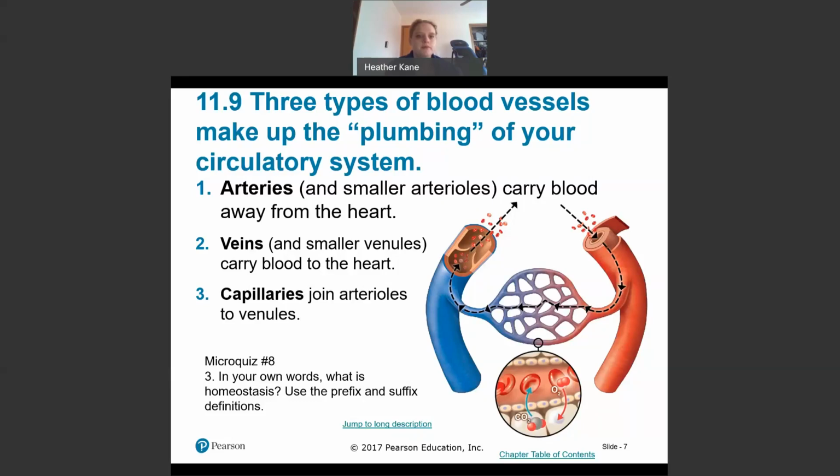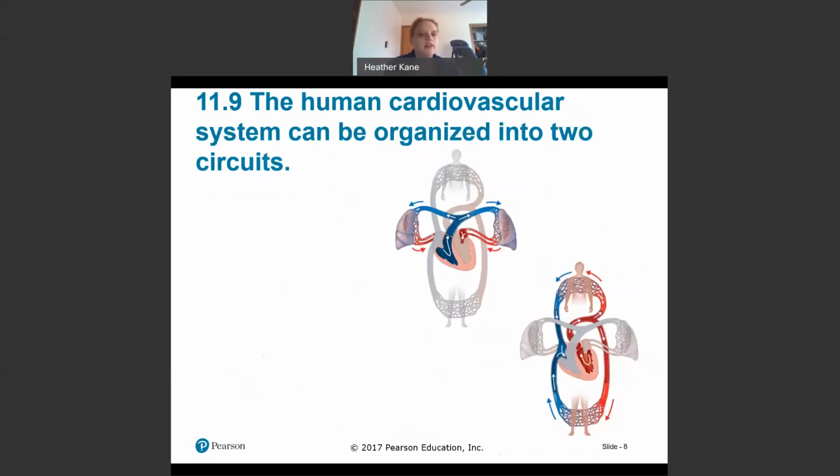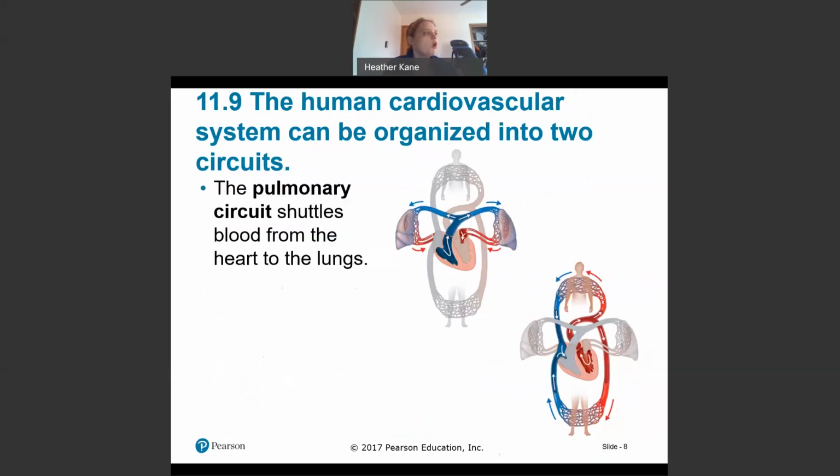Okay, so moving on. The human cardiovascular system is really organized into these two units, and it just depends where the blood is going from. So we have the pulmonary circuit. Pulmonary. Now, what does that word pulmonary mean? Maybe you've heard of a pulmonologist. That's going to be a lung doctor. So pulmonary refers to the lungs. So this pulmonary circuit is going to travel from the heart to the lungs.